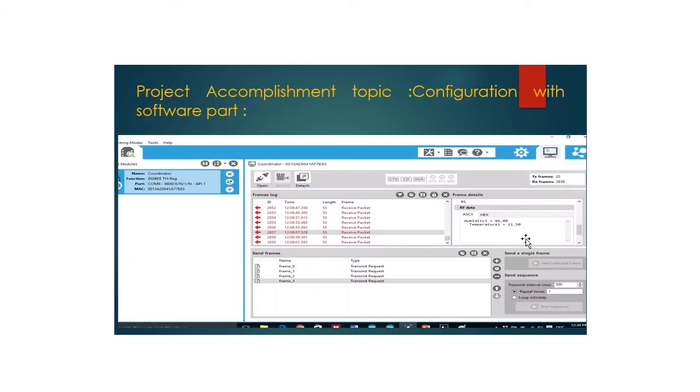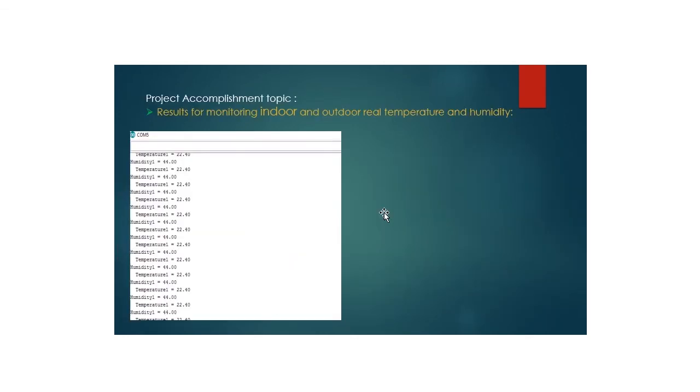This is the real temperature and humidity collected from the node and received at the coordinator in the XCTU program. Also here is a real reading for temperature and humidity.